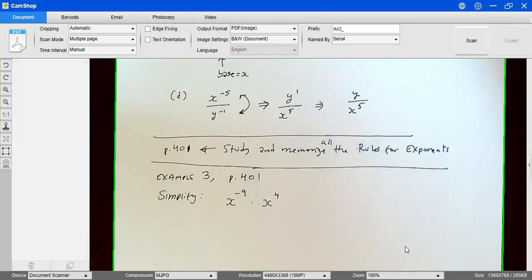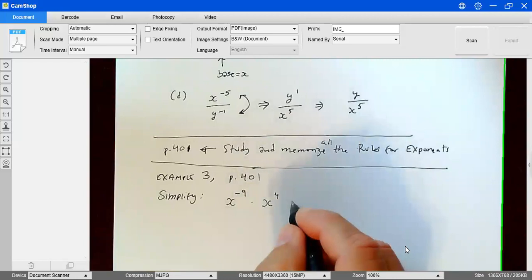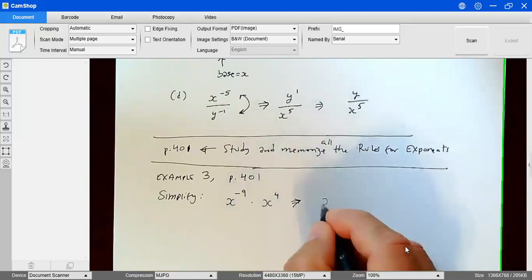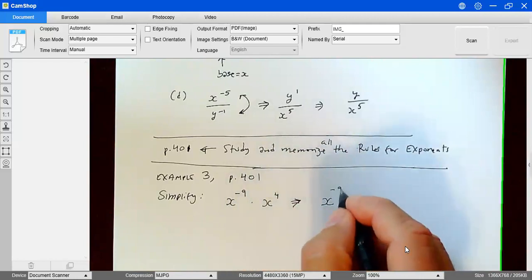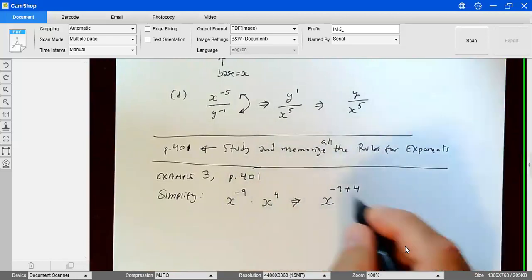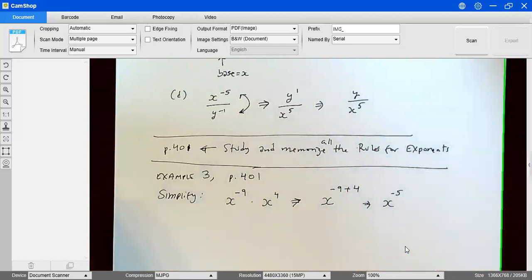So now we have the product of two expressions with the same base, but now we have negative exponents involved. So first we're going to apply the rules that have to do with the product of this variable. So you know that the base is x, and then you're going to add or combine the exponents. So you have negative 9 plus 4. So negative 9 plus 4 is going to be x to the negative 5.